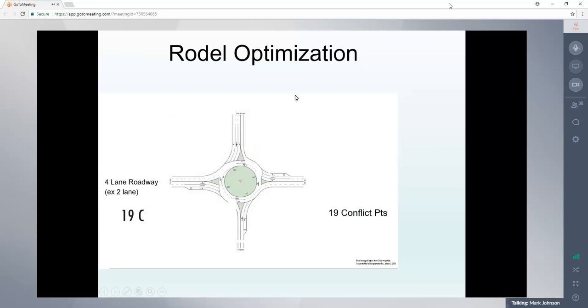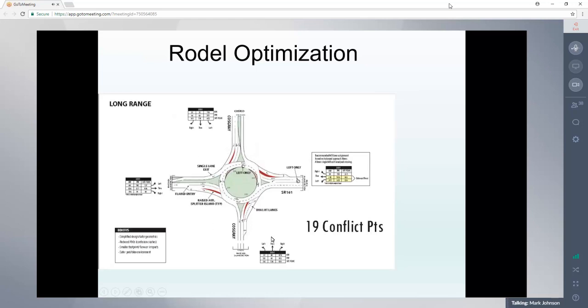So, looking at a couple of case studies here. A project that was initially analyzed with, in this case, CIDRA. As we looked at it in Rodel with the geometric model, the original plan was for a project that has 2- and 3-lane entries with some right turn lanes, so you still have 2 circulating lanes in this case. It had 19 conflict points. In looking at it with Rodel and refining that, we started looking at, well, what else might work here?